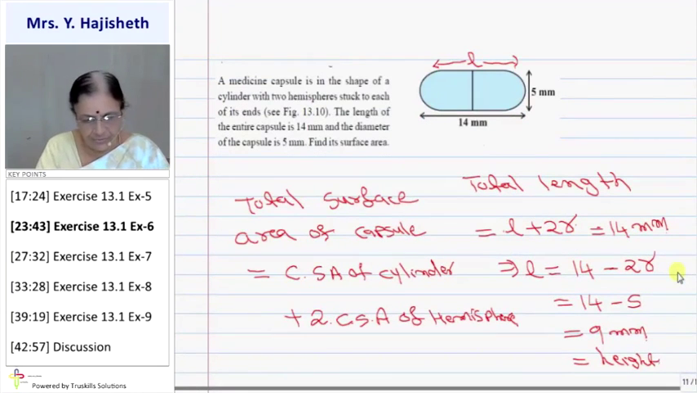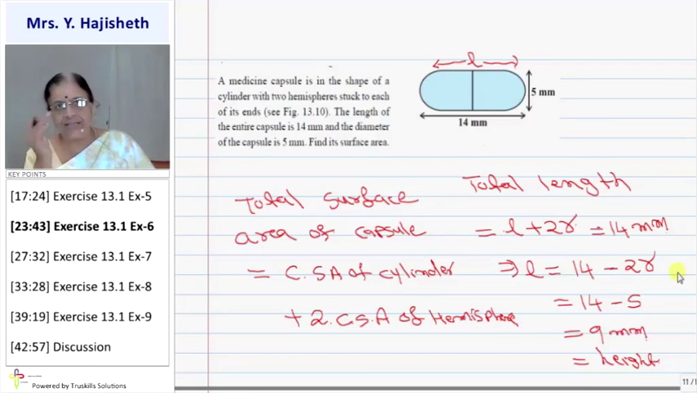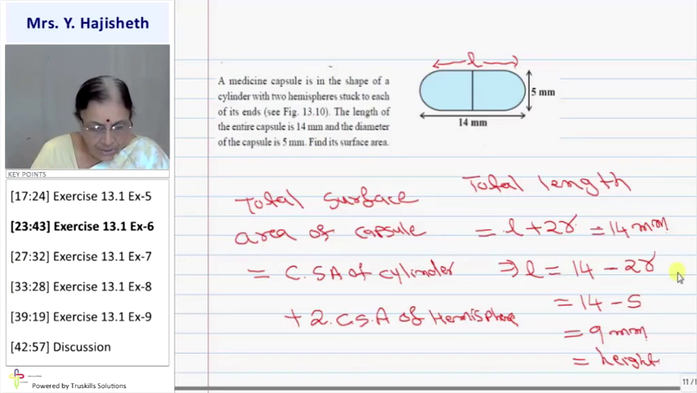A metallic capsule, a medicine capsule is in a shape of cylinder with two hemispheres stuck to each of its end. This is very similar to that of water tank. Water tank also is cylindrical in the middle and two hemispheres at the two ends. The length of the entire capsule is 14 millimeter and the diameter of the capsule is 5 millimeter. Find the total surface area of this capsule.